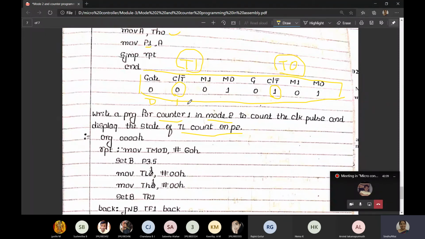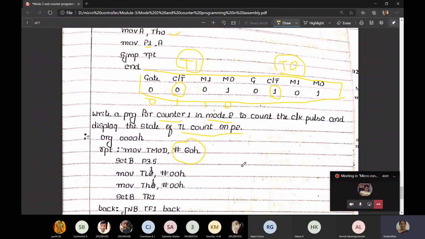It will be 1, 1, 0. Getting it? 0, 1, 1, 0. This timer 0 is not used, so fill it with 0. So what will it become? 6, 0. This is how you get 60H. This is how you calculate it. Correctly you have to write. So it is now 60H. That is filled in TMOD.